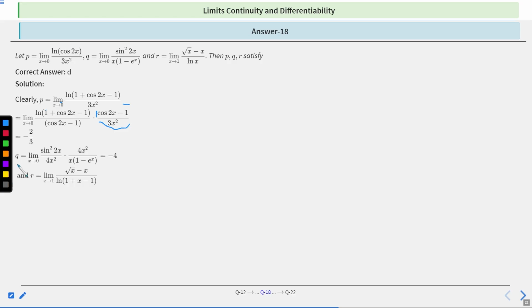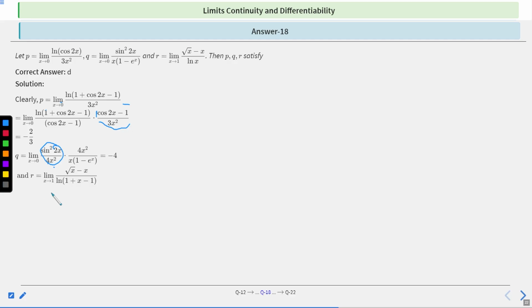Now let's calculate q. Q is limit x tending to 0 sine square 2x upon 4x square into, see, sine square 2x we can divide by 4x square and multiply by 4x square. So it is limit x tending to 0 sine square 2x upon 4x square into 4x square upon x into 1 minus e to the power x. This limit is 1, right? And this is again 0 by 0 form. So by applying L'Hospital rule, you will get the answer as minus 4, right?